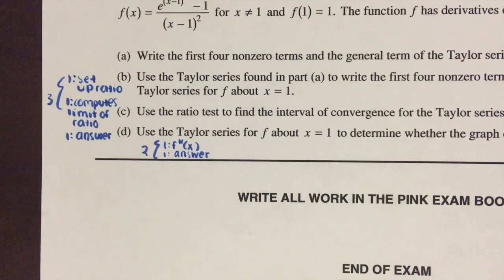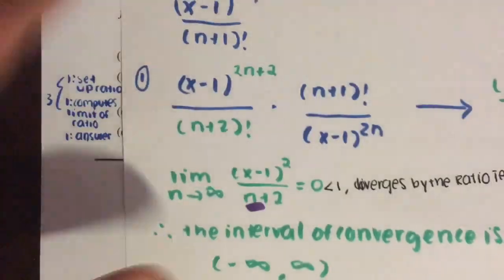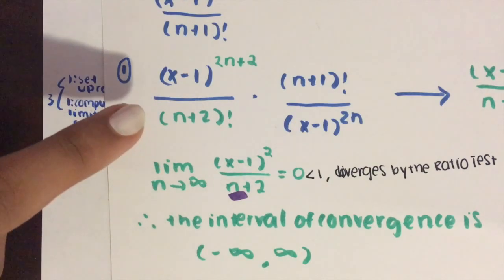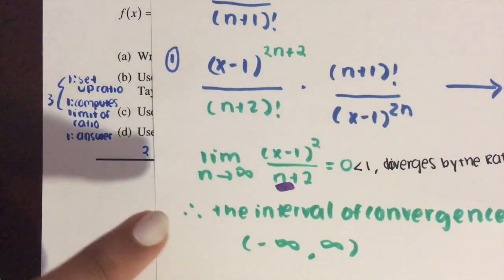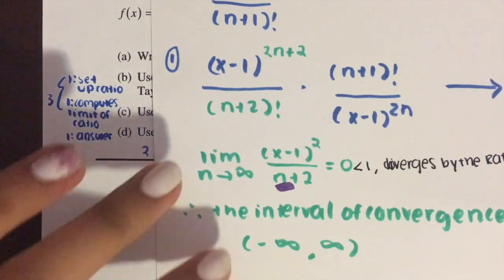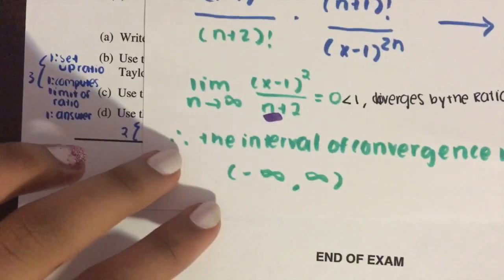For Part C, we were asked to use the ratio test to find the interval of convergence. And so 1 point was awarded for setting up the ratio. So as you can remember, the ratio was given here. So for setting up this, you got 1 point. For computing the limit, as you can see here, you got another point, and then you got 1 point for your answer of the interval of convergence.